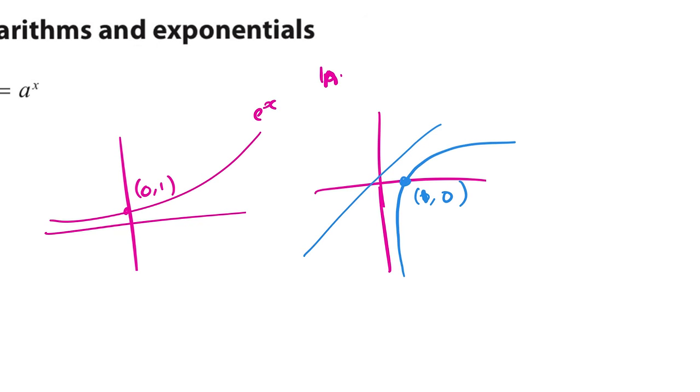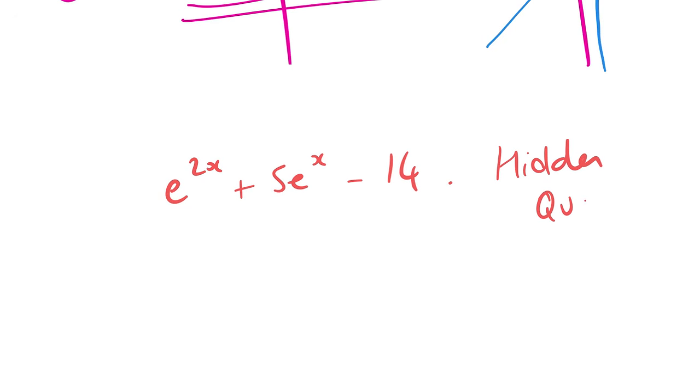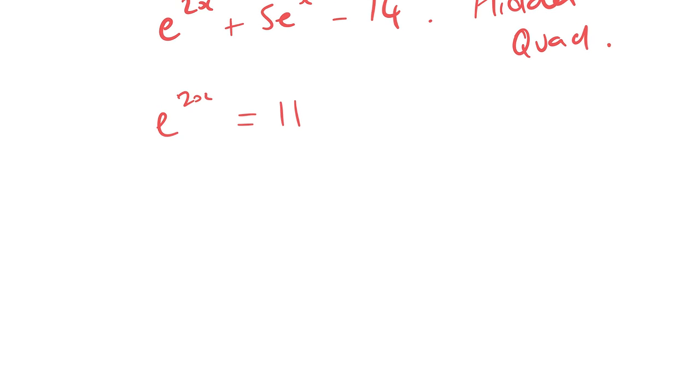This is mainly solving equations. Sometimes you get the solving one, so you've got to remember, okay? Like if we have e to the 2x plus 5e to the x minus 14, what is this? A hidden quadratic, guys. Look out for the hidden quadratics, all right? If you had e's on both sides, like e to the 2x equals 11, for example, how do you get rid of an e? You log it. So then you have ln of e to the 2x equals ln of 11. Okay, so it's just remembering that kind of stuff.